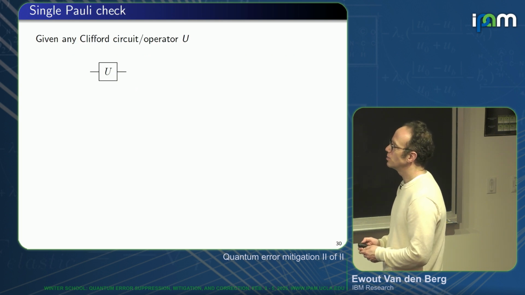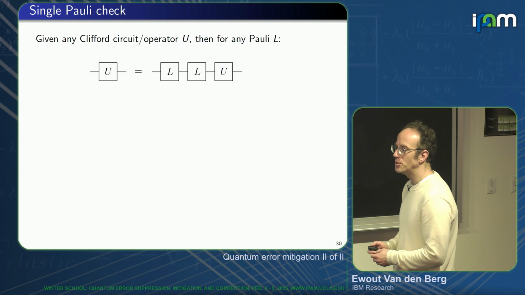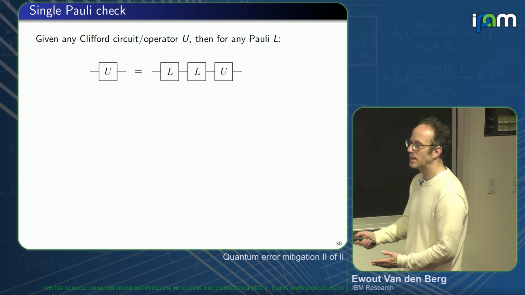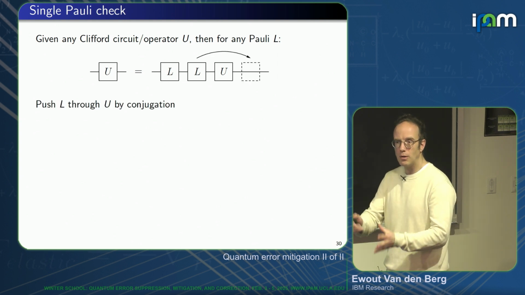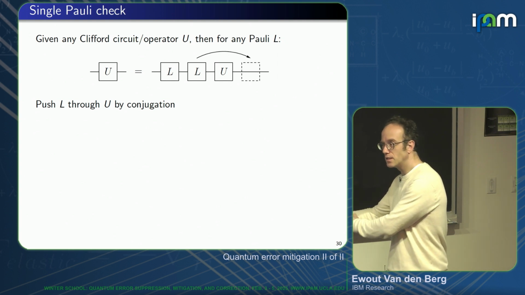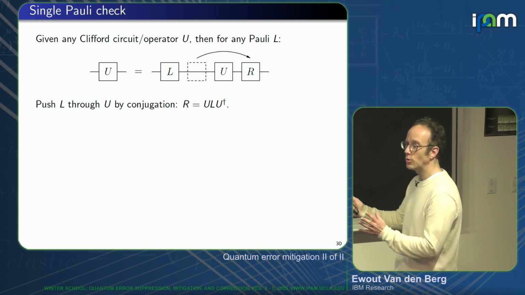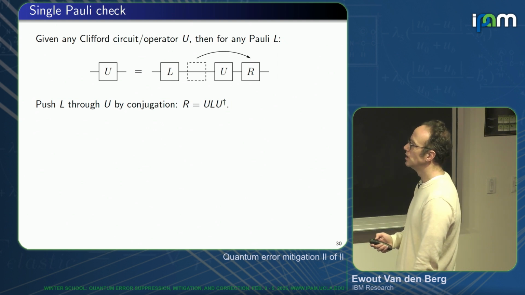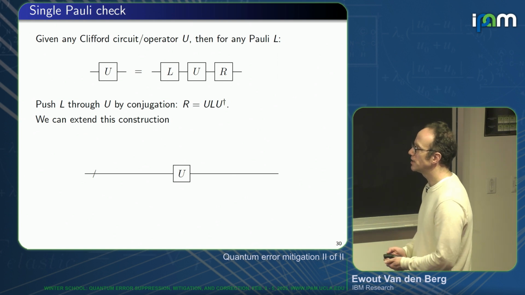So how does it work, right? Given any Clifford circuit or operator U, we can choose any Pauli L and just add 2 Paulis before it, right? If they're noiseless, let's say. Because L times L is just the identity, I've not really done anything. And then we've seen that we can push Pauli gates through Clifford gates. So we can just push L to the other side and we get some Pauli R on the right, right? That's just conjugating L with your operator U. And so you can just extend this construction.